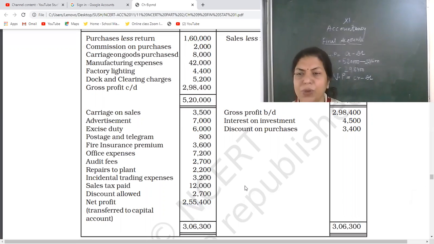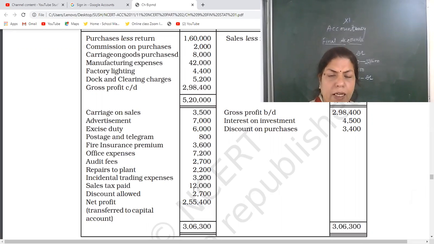I explained you already, because the total of expenditures is more than the total of income. So if the total of income is more, then we can find out that the amount remaining in the debit side means it is net profit and it is to be transferred to capital account. Be careful, it is to be transferred to capital account.